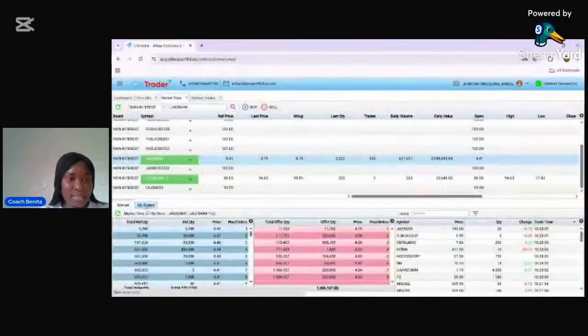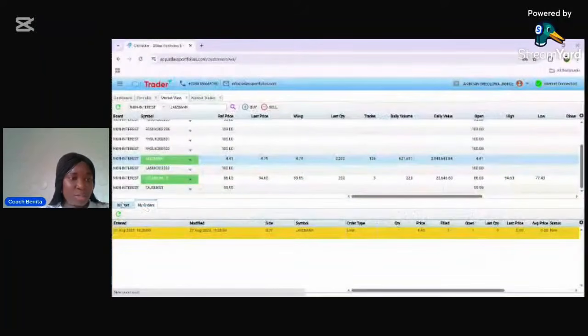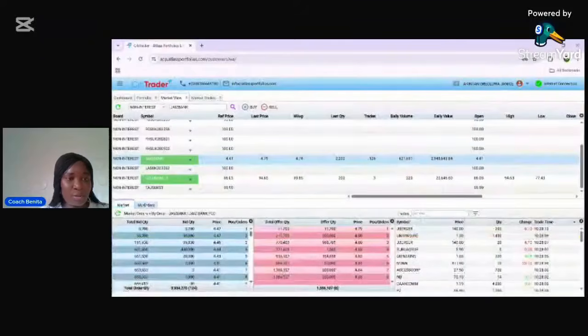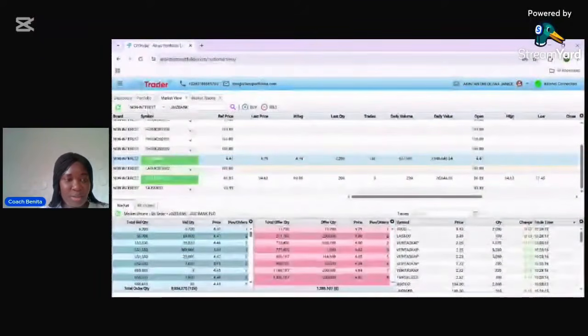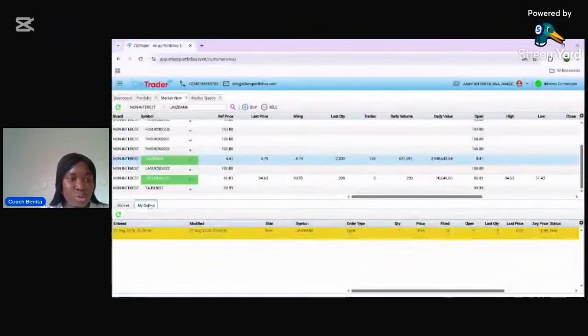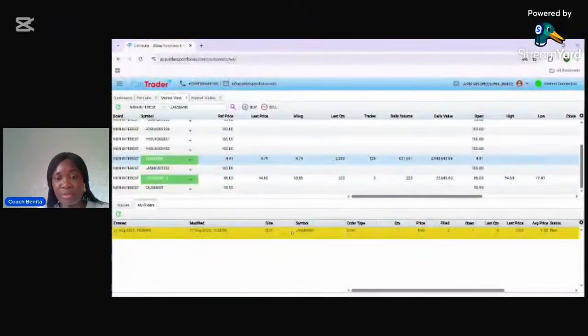When I did that, if you look at these two icons, we have markets and we have orders. This is market. This is what is showing you everything that is going on in the market. When you come to orders, it shows you what you have ordered for. So what I bought, now, I've not bought this. It means I've placed an order for it. I placed an order for Jais Bank, one quantity at 4 naira 45 kobo.